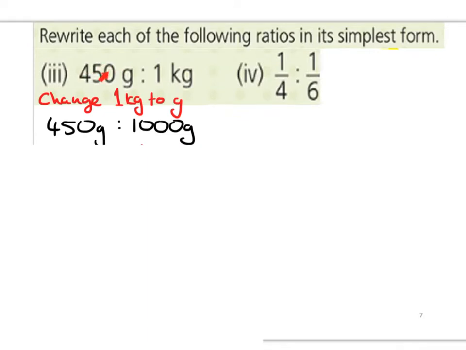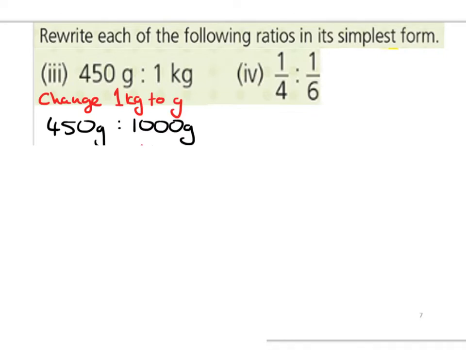So 450 grams is already in grams, so that just stays the same. And 1 kilogram is actually 1,000 grams. There's 1,000 grams in a kilogram. You need to learn this off by heart. So now that we have them in the same unit, we can simplify. So what number will divide into 450 that will also divide into 1,000? What's the highest common factor?